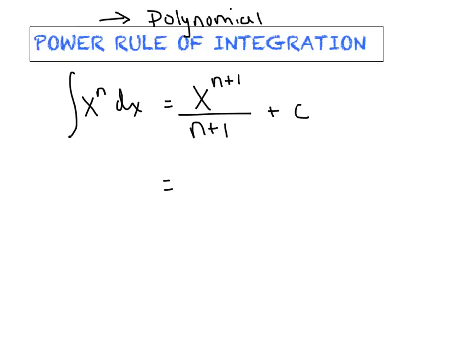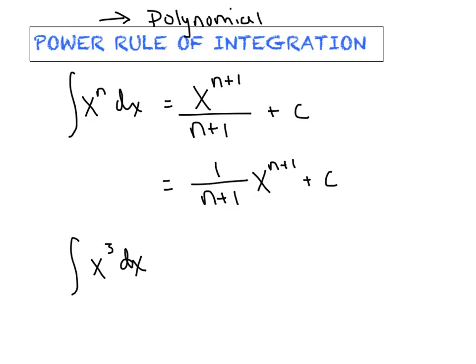Now sometimes we like to rewrite it as 1 over n plus 1 being the coefficient times x to the n plus 1 power. That's just another way of expressing the same thing that we have above. We'll definitely do several examples. But what if we had to integrate x cubed? Probably something that you could do in your head.